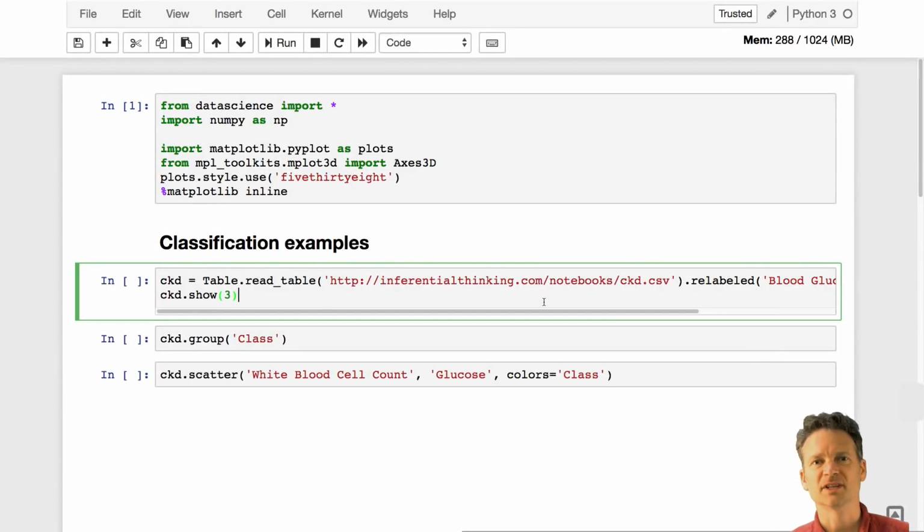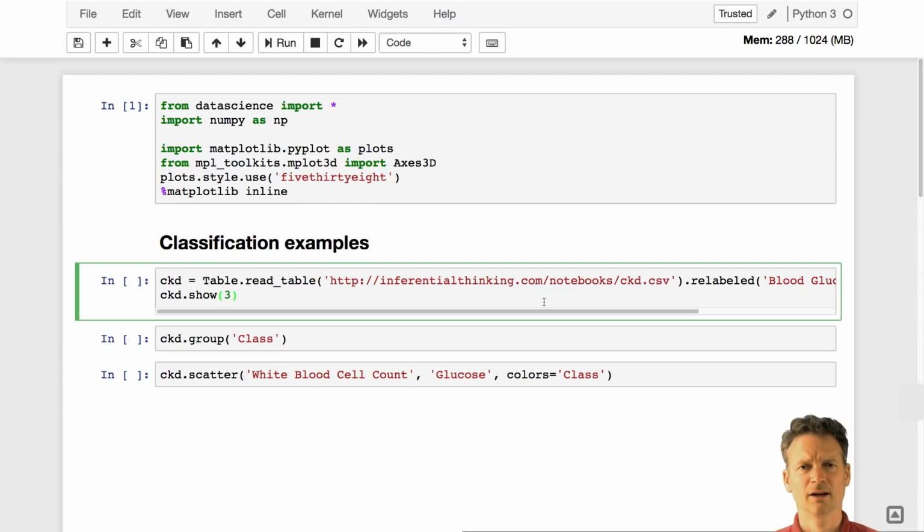Next, we're going to look at some examples of classification. And I want to start off with an example from a healthcare situation. We have a doctor who collected data about his patients and is interested in using blood test results to predict which of his patients have chronic kidney disease.